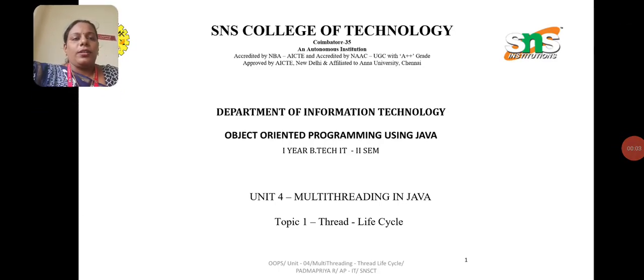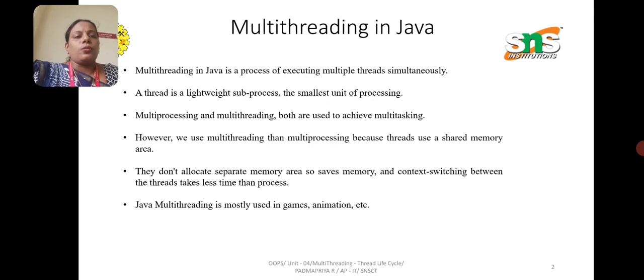Hi all. Today we are going to see the topic about multi-threading in Java. It comes under object-oriented programming language in Java. So, what is multi-threading in Java? Multi-threading in Java is a process of executing multiple threads simultaneously. A thread is a lightweight subprocess, the smallest unit of processing.